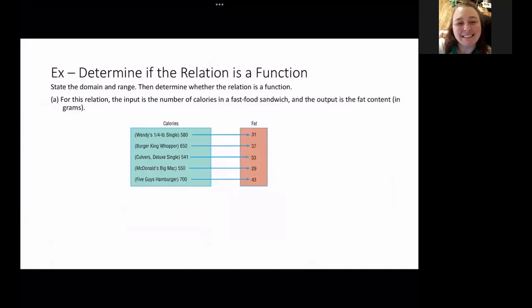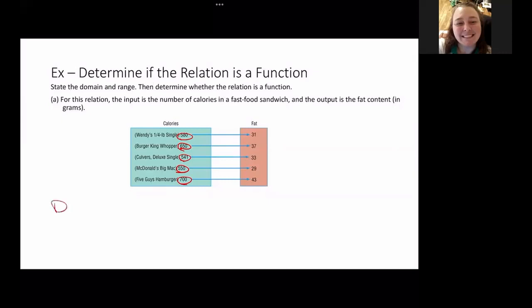Okay, so let's look at a quick example. Determine if the relation is a function. State the domain and range, and then determine whether the relation is a function or not. For this relation, the input is the number of calories in a fast food sandwich, and the output is the fat content. So our number of calories is going to be our input. So let's look here and make an indication. Those are going to be what we're actually looking at.